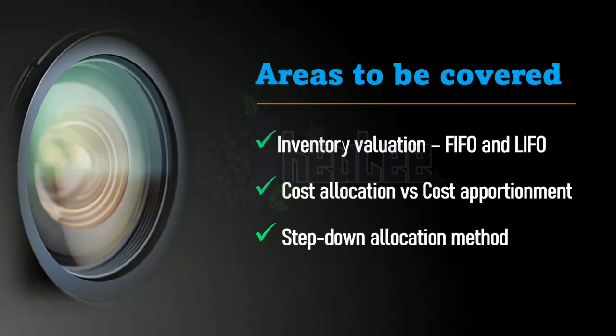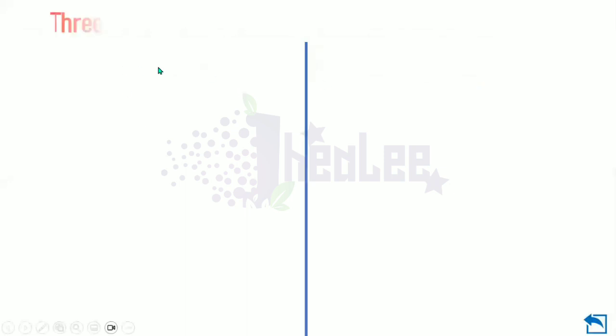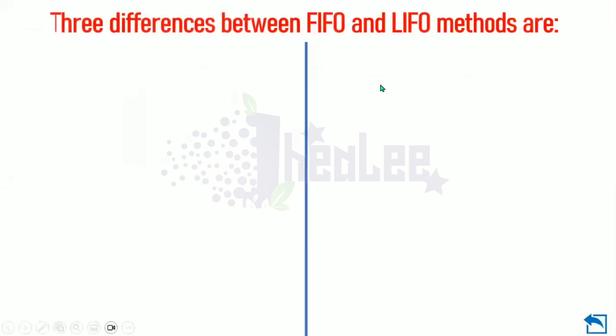All right, let's get started by looking at the first part of the question, which asks us to outline three differences between the first in, first out, and the last in, first out inventory valuation methods. Now, three differences between the first in, first out, and the last in, first out methods are, and we begin by looking at the first in, first out.